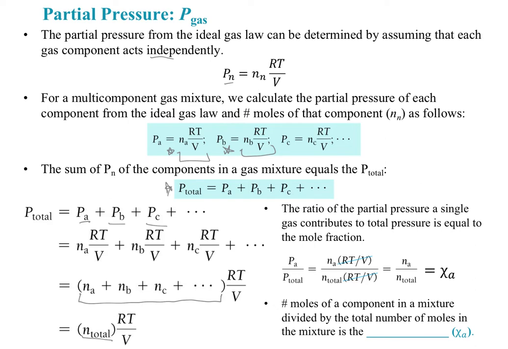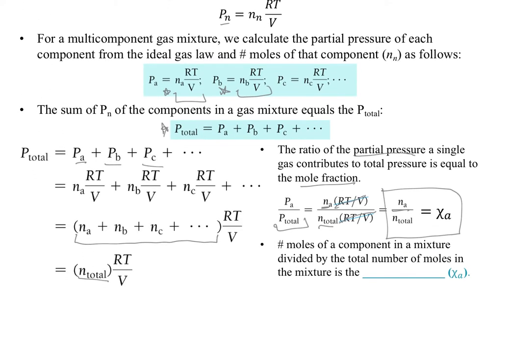If I take the ratio of the partial pressure of a single type of gas over the total pressure, that ends up being the moles of that single component times RT over V divided by the total moles times RT over V. Notice RT over V's cancel out, so I get moles of A over total moles. This is called the mole fraction. So mole fraction is kind of what it sounds like, the fraction of a component over the total. And it's given by the symbol chi here.